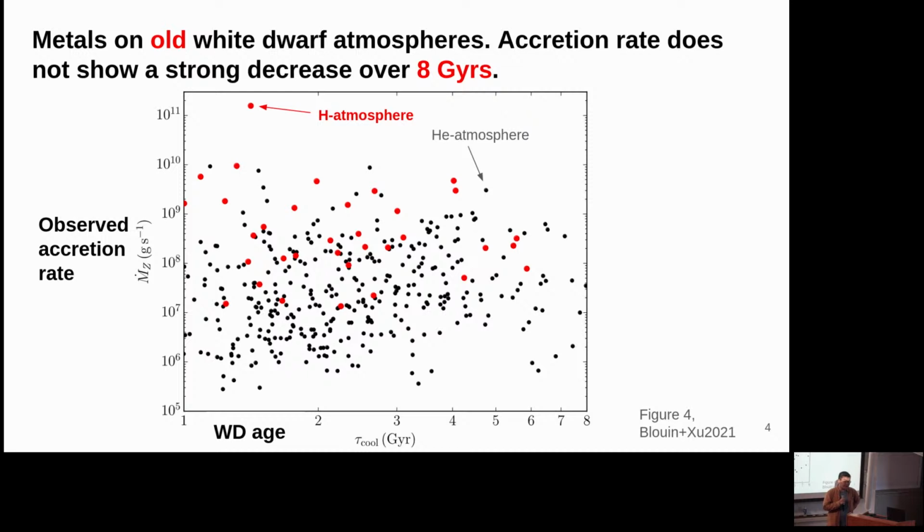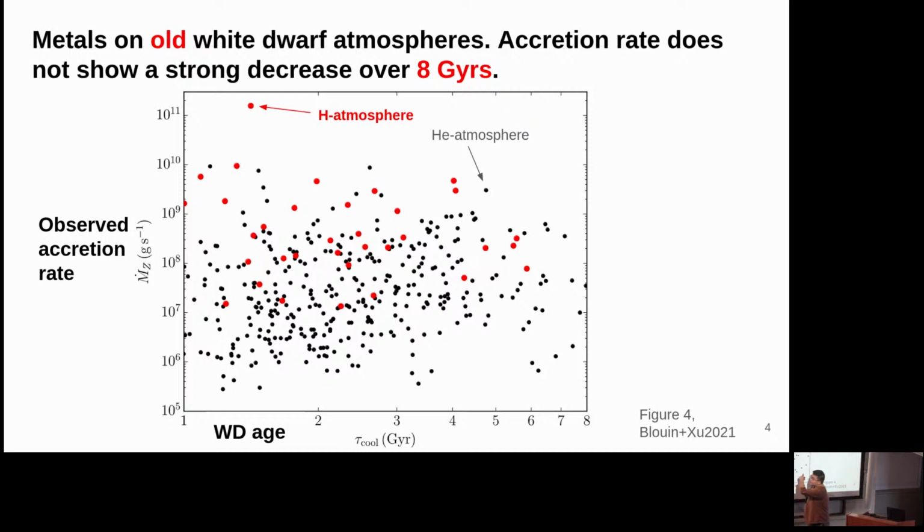You have an atmosphere of hydrogen, not much is going on. You crash something into the atmosphere of the white dwarf, it should sink in a timescale of 10 to the 2 years at most. But we see white dwarf pollution, and it's at a pretty constant rate over the span of 8 billion years. It also spans a wide range of orders of magnitude in the accretion rate. So that's also an interesting problem to begin thinking about.